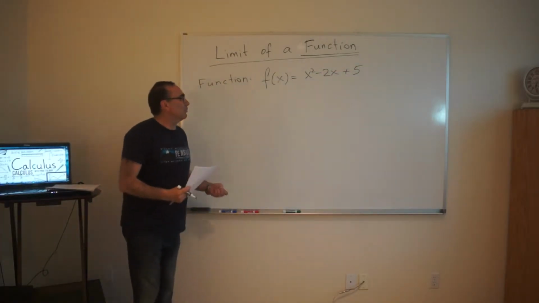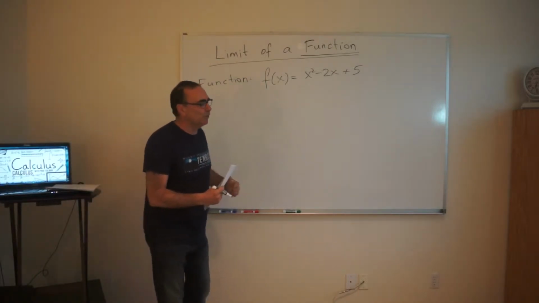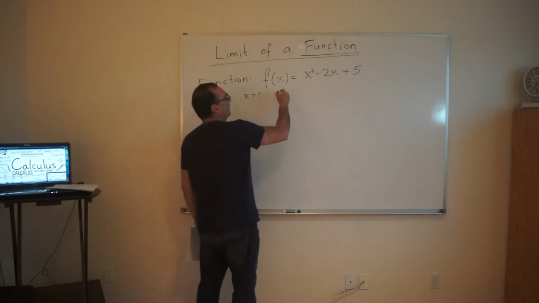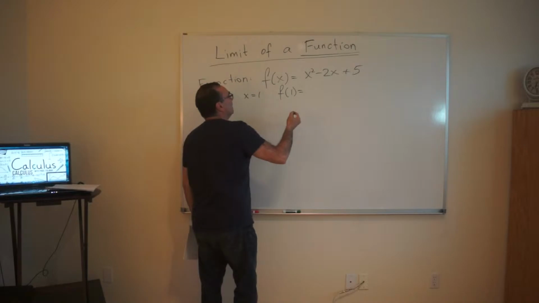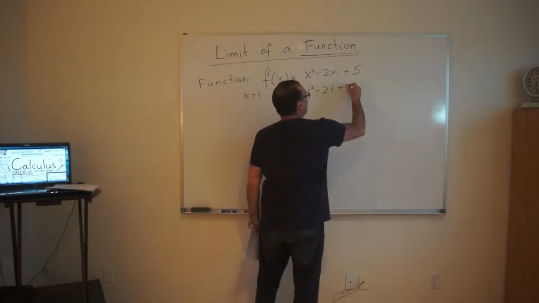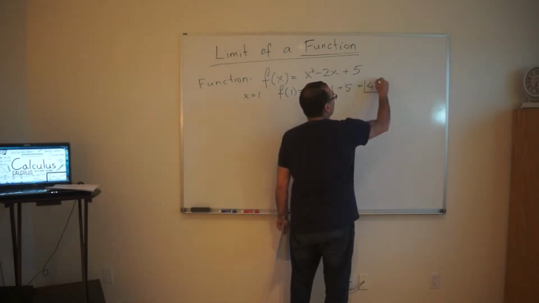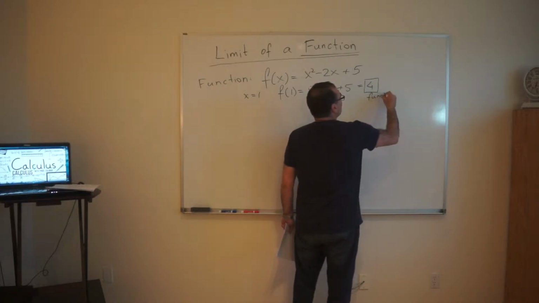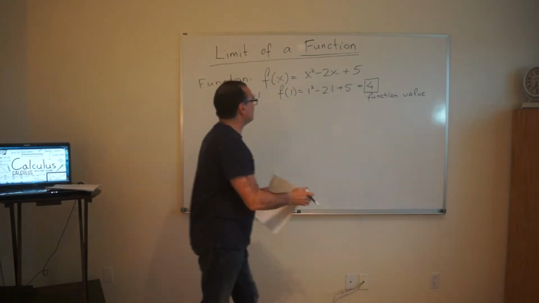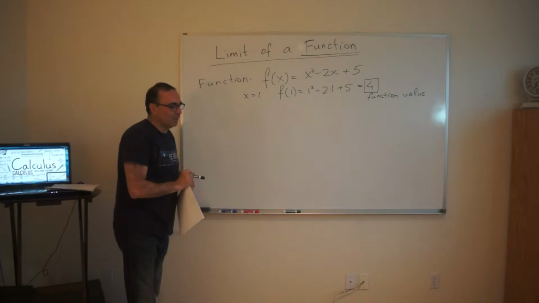And then the idea of a function, once again, is that we can plug in certain values for x, pretty much any values we want. For example, plug in x equals 1, and then we write f of 1 equals, and then just replace x with 1. So 1 squared minus 2 times 1 plus 5. 1 minus 2 is negative 1, plus 5 is 4, and that's it. So that's the function value. So that's the idea from algebra, and now I will explain to you what the limit is.